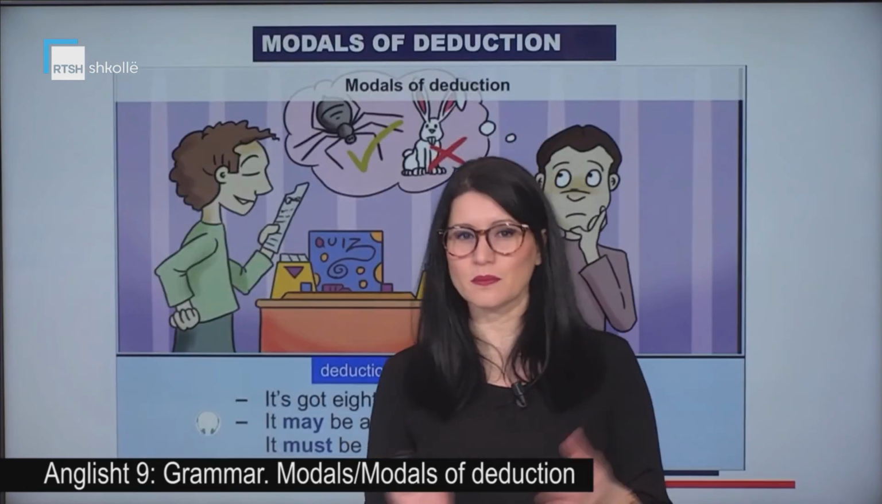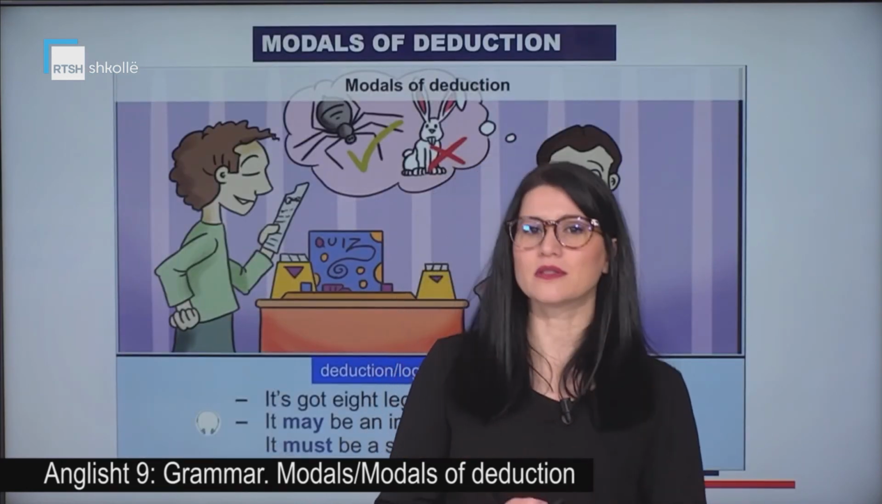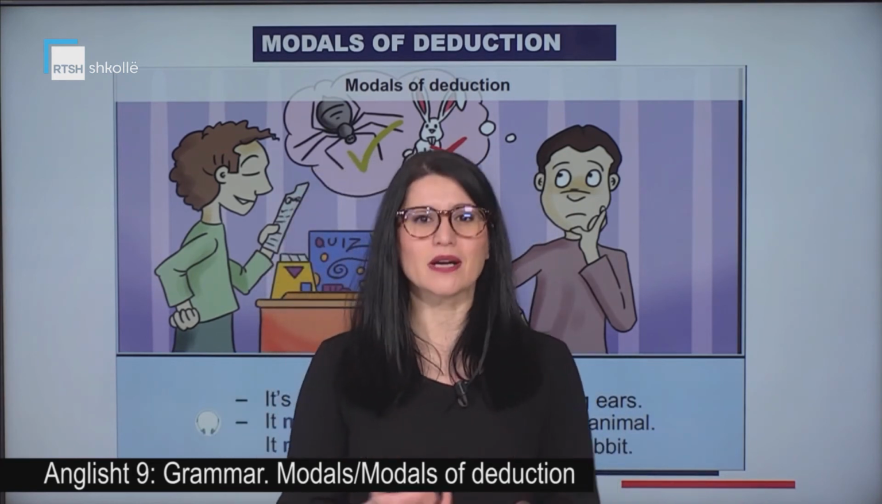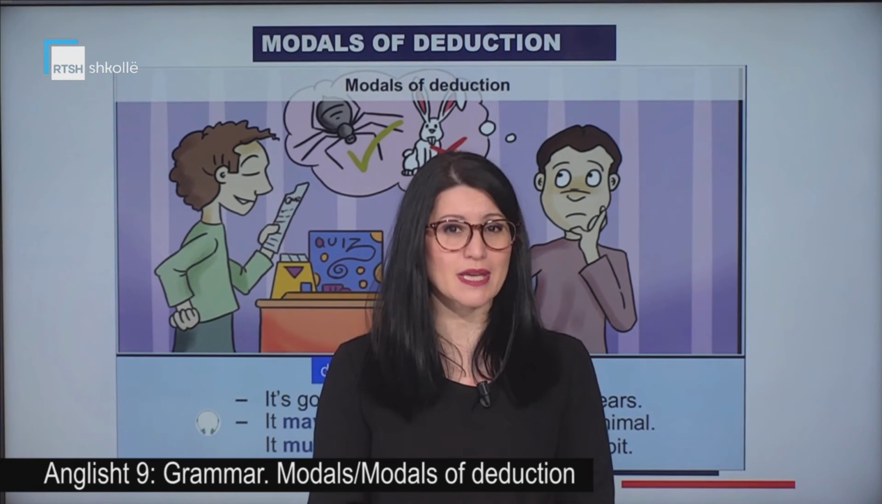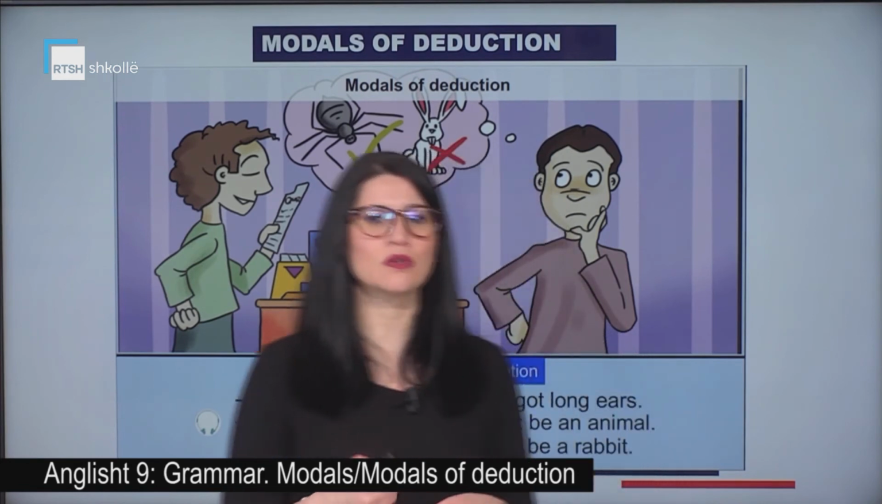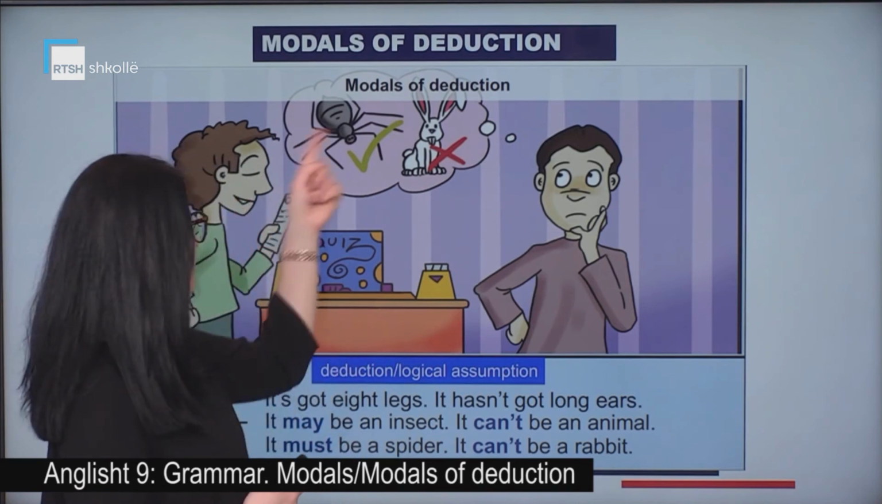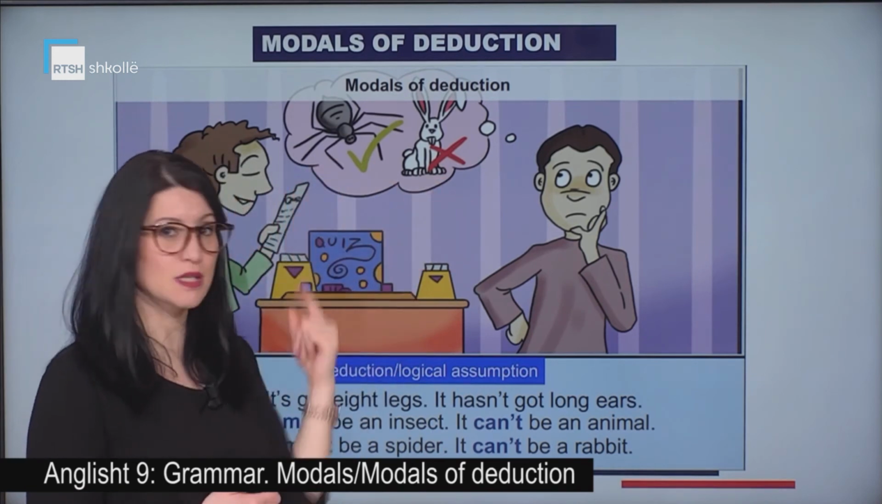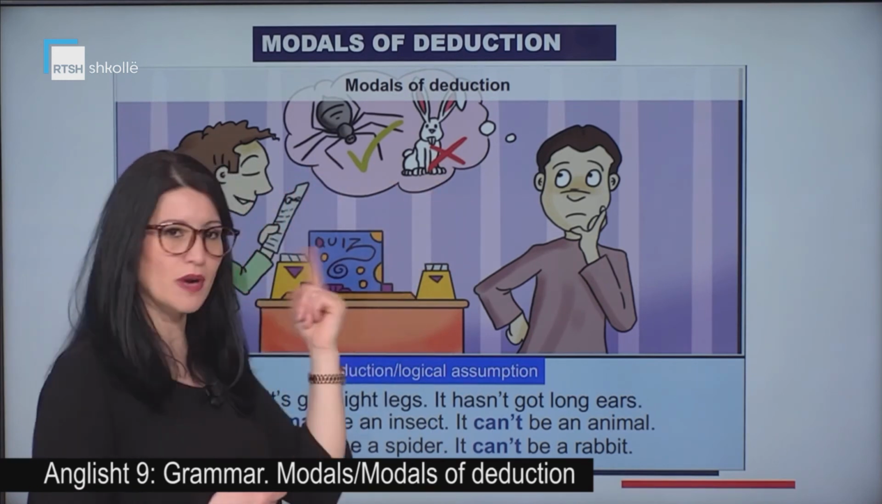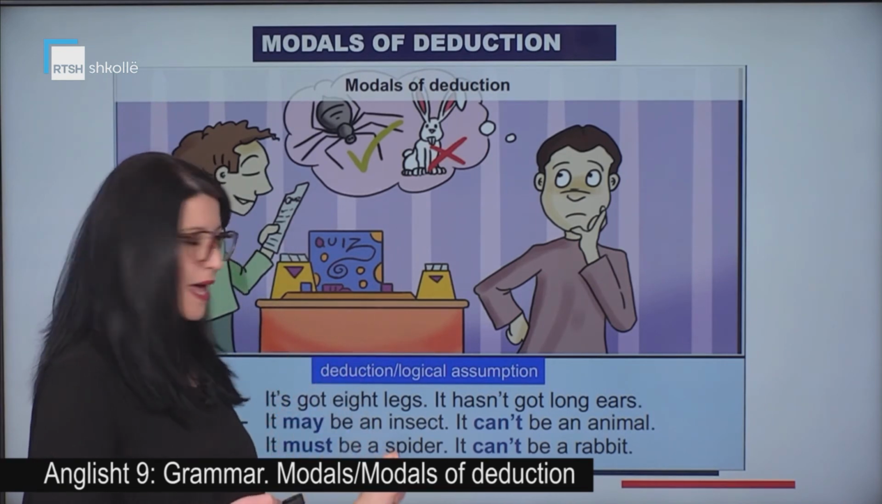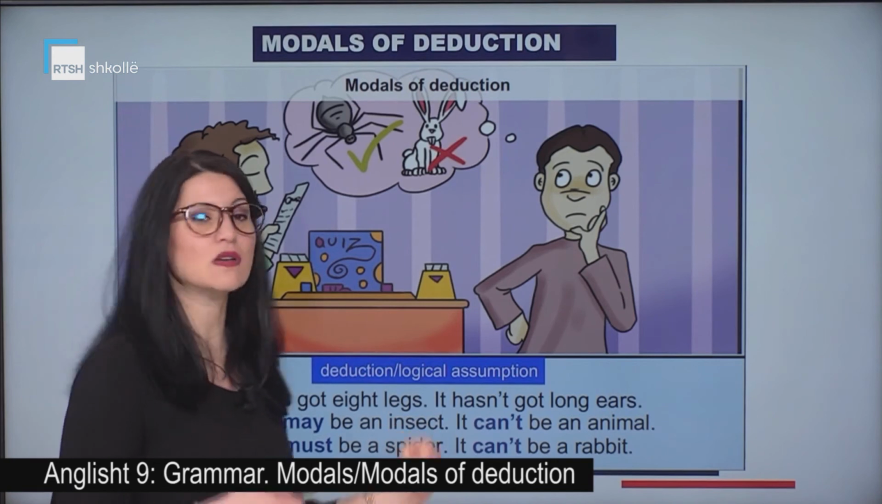As I said at the beginning, today we're going to practice modals of deduction as well. But what are these modals of deduction? What do they express? Let's have a close look at the examples. Here you've got a picture, right? It's a spider and a rabbit. This person is thinking, is trying to solve a question. It's got 8 legs. It hasn't got long ears.